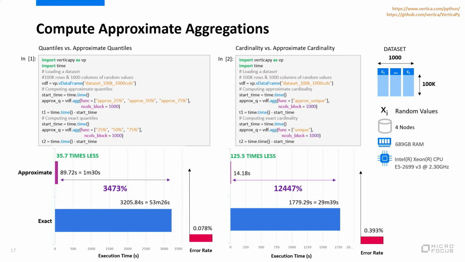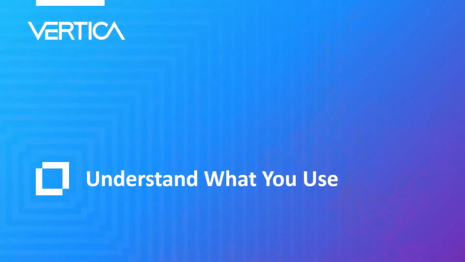Same for cardinality. Just look at the difference. We are taking 125 times less by computing the approximate count distinct rather than the count distinct itself, which took 30 minutes against 14 seconds. So a huge difference. And again, you can see a wider difference when you work with bigger tables.